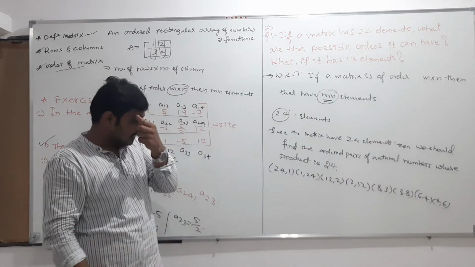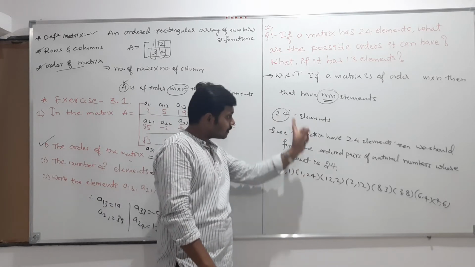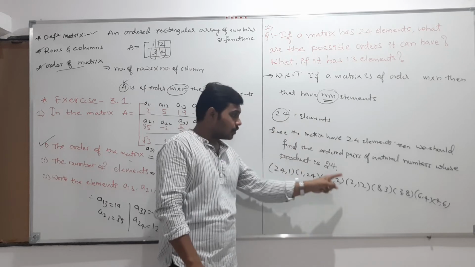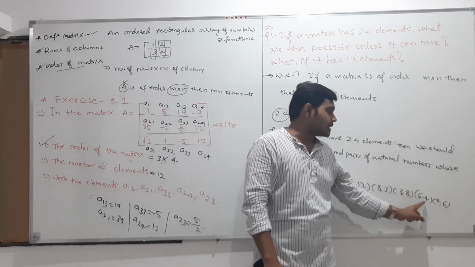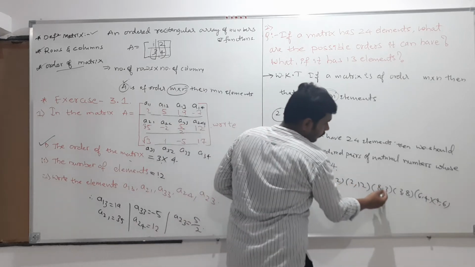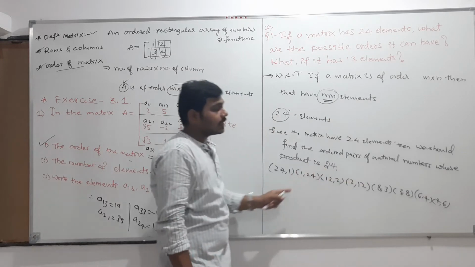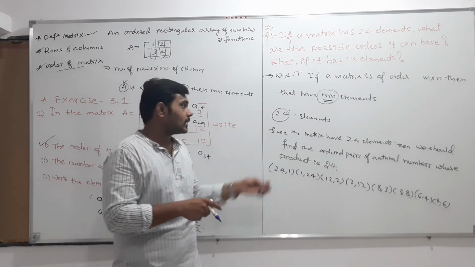So here 24 into 1 is 24, and in the other order 1 into 24 is 24. 12 twos are 24, 2 twelves are 24, 8 threes are 24, 3 eights are also 24, 6 fours are 24, and 4 sixes are 24. So how many ordered pairs do we have? 1, 2, 3, 4, 5, 6, 7, 8. So these are the possible ordered pairs of natural numbers whose product is 24.